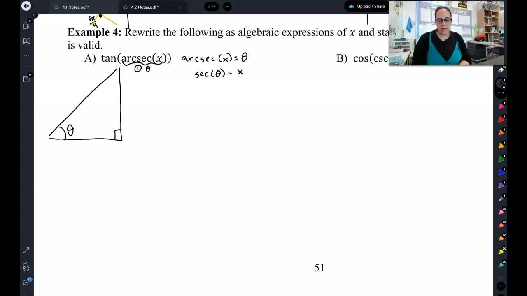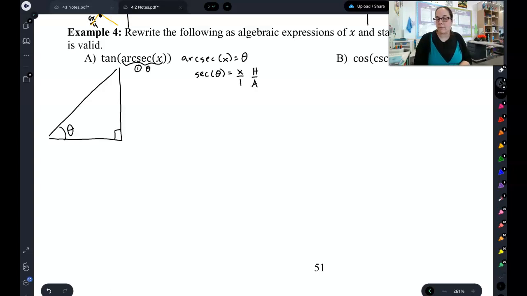Hopefully you're starting to get the hang of these variable ones. So because it's a variable, I have my right triangle, and I'm going to think SOHCAHTOA. Step 1, start with the inside. Arc secant of x equals theta. So secant of theta equals x. I know secant is hypotenuse over adjacent.